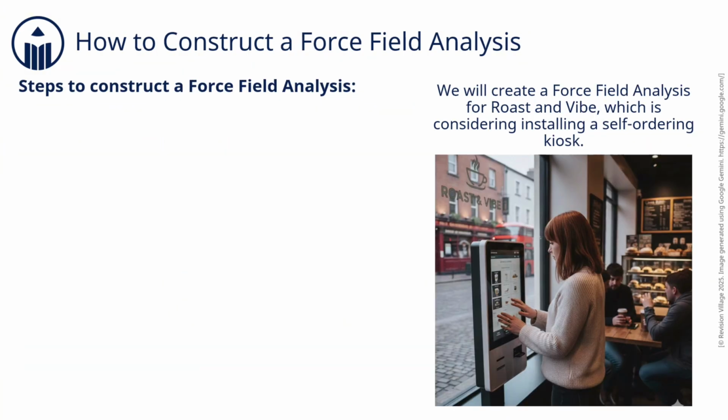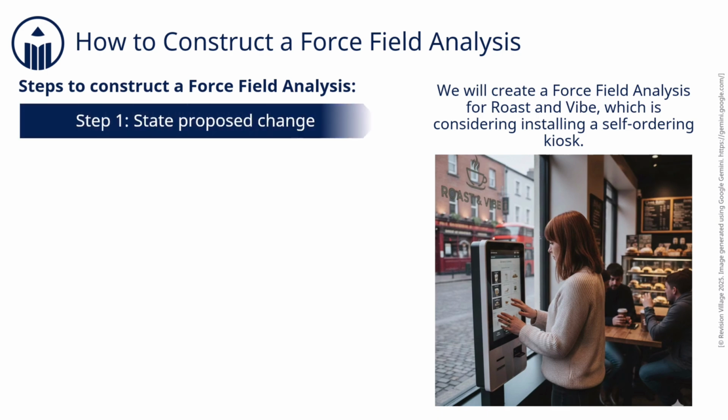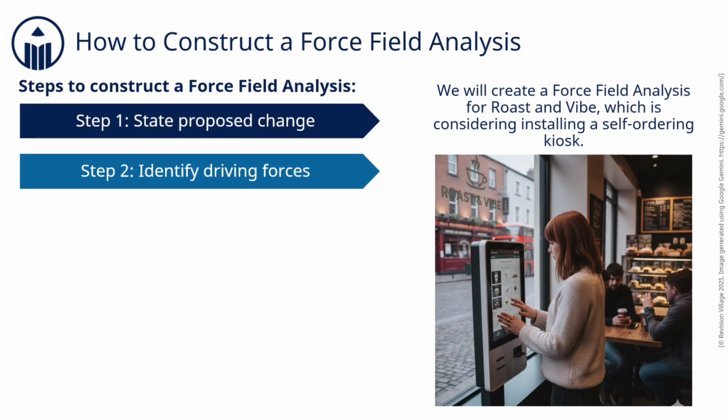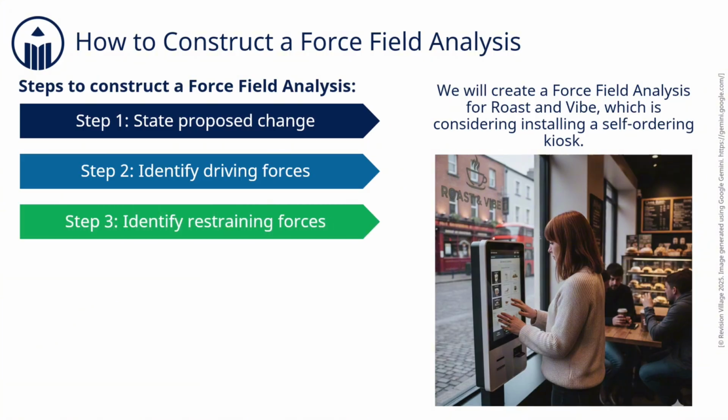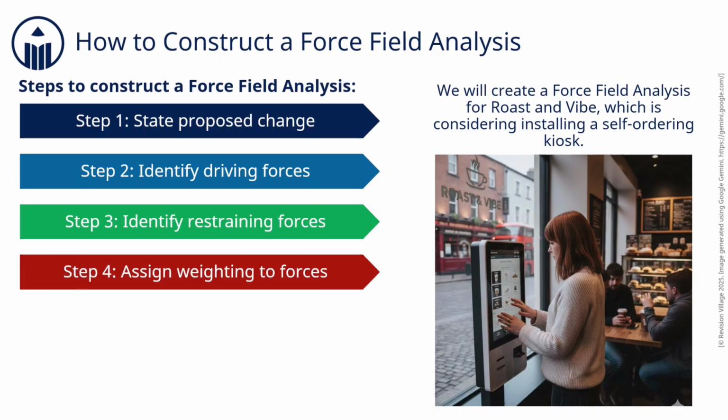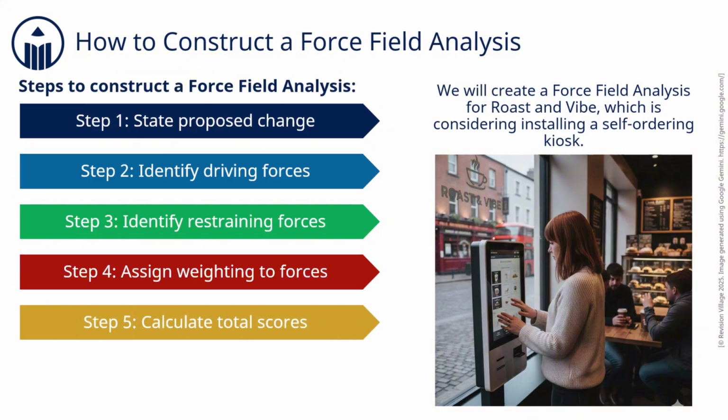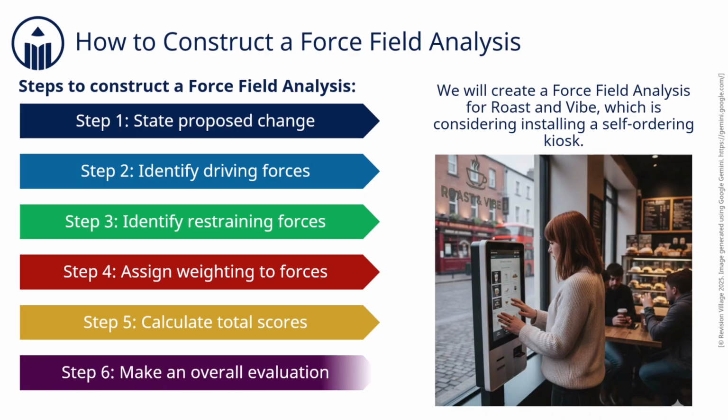Let's look at the essential steps for constructing a force field analysis. Step 1. Clearly state the proposed change. Step 2. Identify the driving forces supporting the change. Step 3. Identify the restraining forces opposing the change. Step 4. Assign the weighting to each force from 1 to 5. Step 5. Calculate the total scores for driving and restraining forces. Step 6. Make an overall evaluation by comparing the totals and judging the likelihood of success.